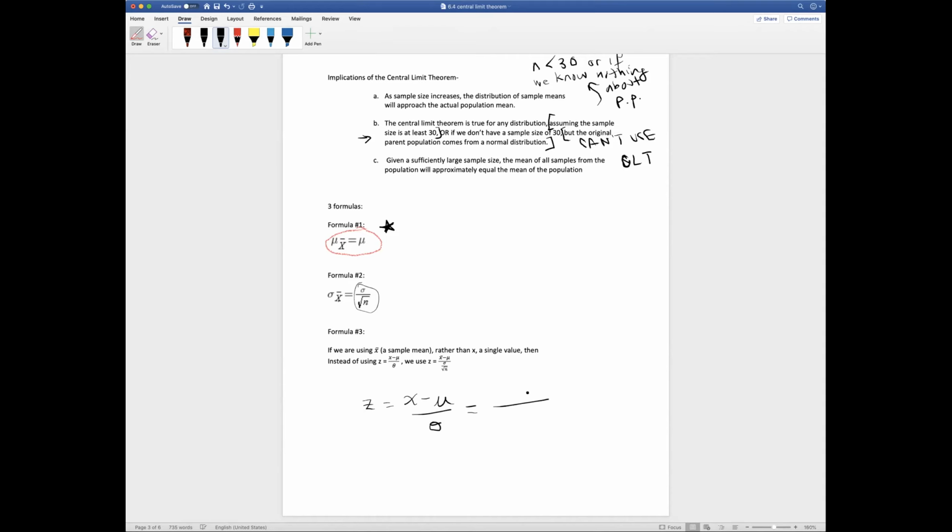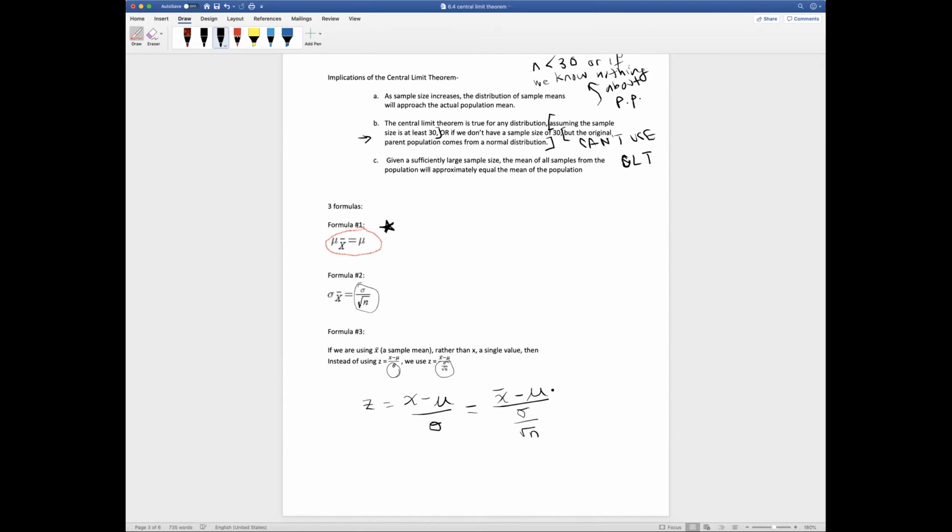Well, this X was a single value, an individual value. Instead of finding the probability of an individual value, now we're going to find the probability of a sample mean. So we're going to replace X with X bar, subtract from that the mean, that's no different. Now in the denominator, do you see how we had the standard deviation here? Remember, because we're dealing with sample means, now our standard deviation is going to be rewritten as the standard deviation divided by the square root of n.